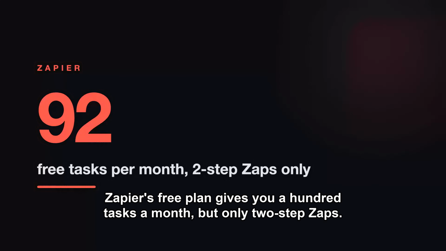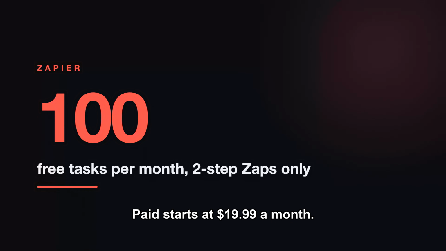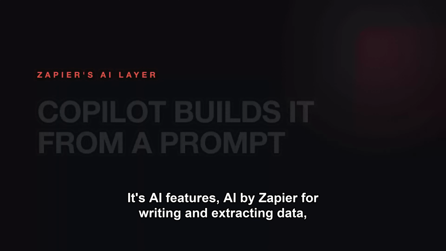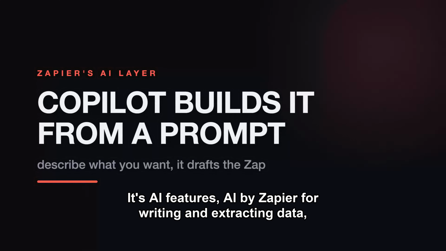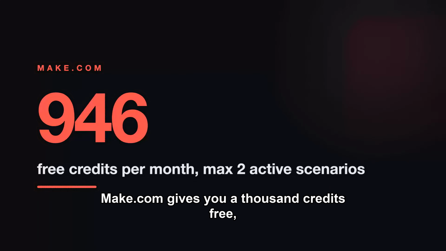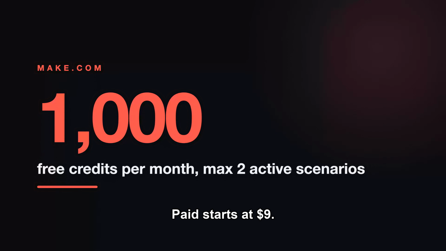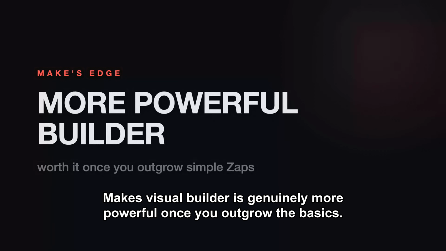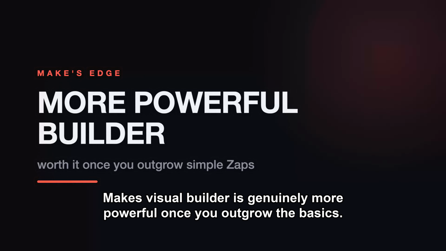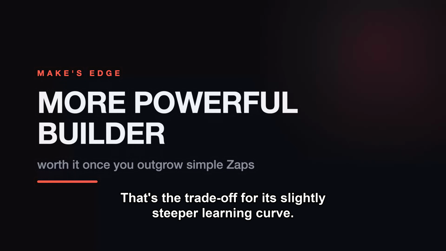Zapier's free plan gives you 100 tasks a month, but only 2-step Zaps. Paid starts at $19.99 a month. Its AI features: AI by Zapier for writing and extracting data, and Copilot, which builds the automation for you from a chat prompt. Make.com gives you 1,000 credits free, but caps you at 2 active automations. Paid starts at $9. Make's Visual Builder is genuinely more powerful once you outgrow the basics. That's the trade-off for its slightly steeper learning curve.